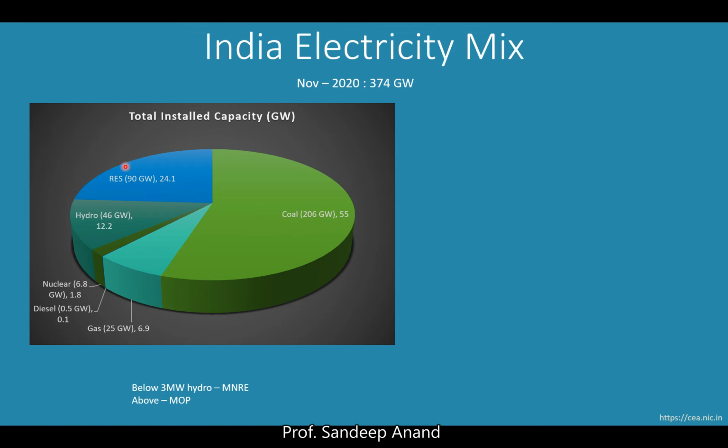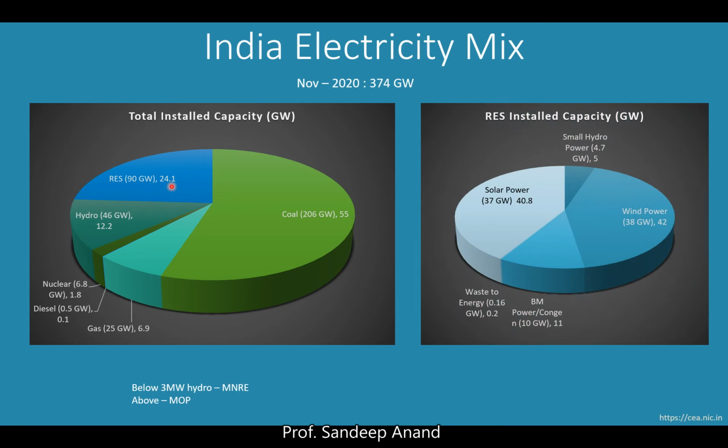So even though the installed capacity shows quite a significant improvement, I think in terms of energy we are still lagging quite a bit, and I'll come to more about that in the next slide. Okay, so what's the distribution of these renewable energy sources?